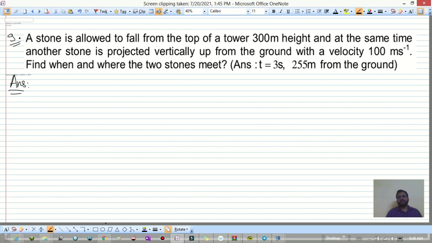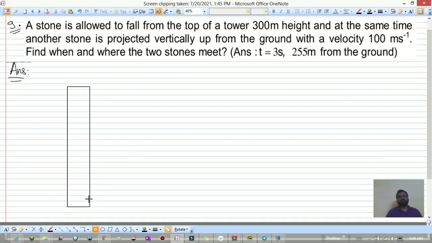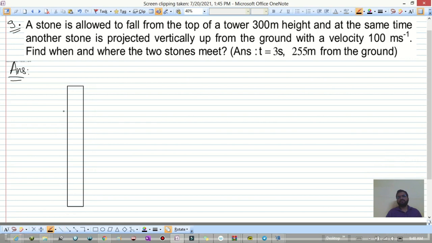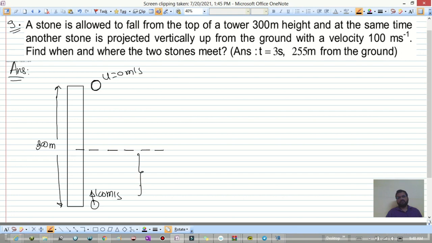So over here, as you can see, this is the 300-meter height pole given. So this is 300 meter we have, and if we throw one stone upward with a velocity of 100 meter per second, and another stone is just released, right? That indicates initial velocity is 0 meter per second. When and where will they meet? So let us consider that from the ground, at a distance of x, they will meet. So from the top it will become 300 minus x.